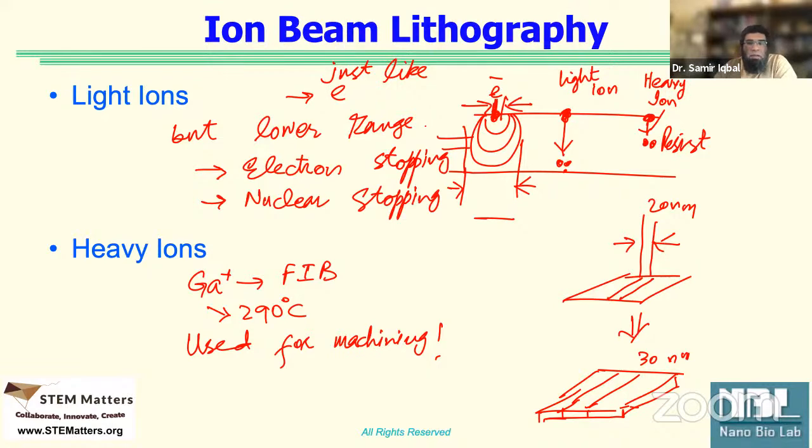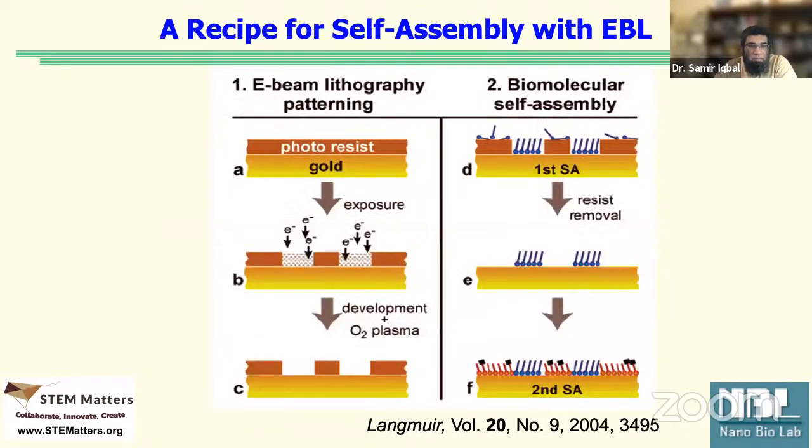An application for self-assembly, right? So we put molecules, we want to order them. This is a paper, a simple example of using E-beam lithography. Put photoresist. It should be called E-beam resist. It shouldn't be called photoresist, but they call it a photoresist.